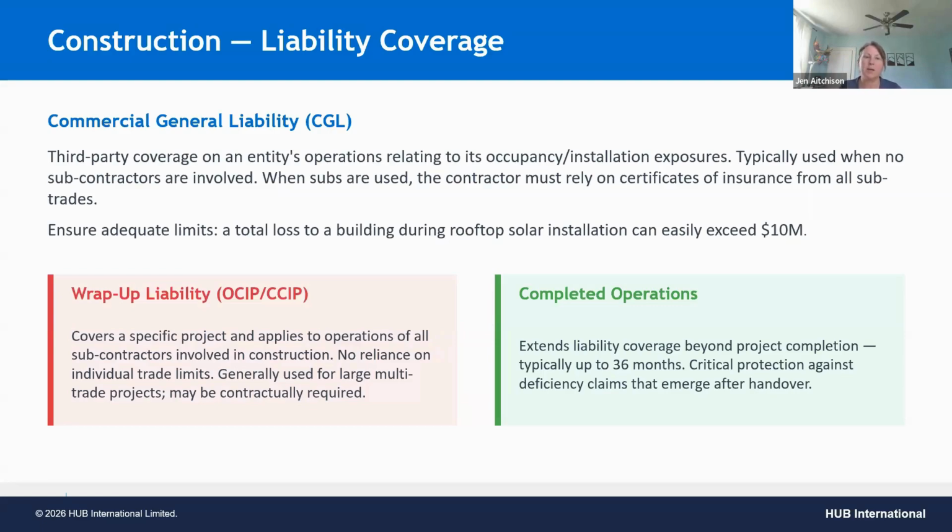The other piece from a wrap-up liability policy is that you're looking to extend the coverage beyond the final completion date. We can typically place up to a 36-month completed operations period, although the average is 24 months. And this is critical protection against deficiency claims that can emerge well after handover from a completed operations perspective.